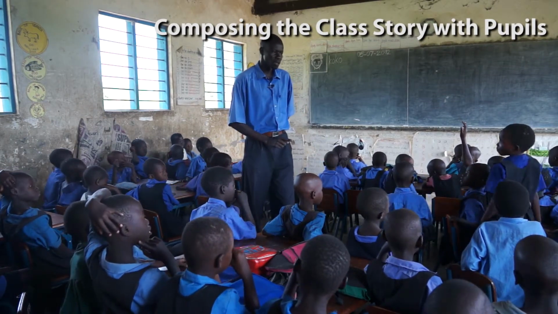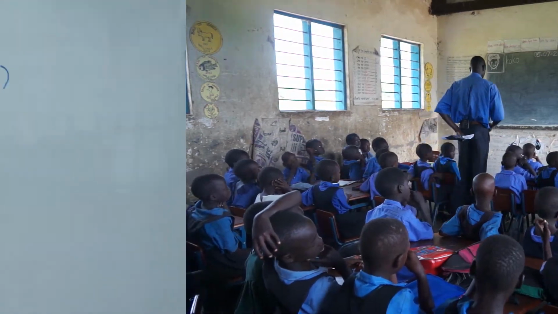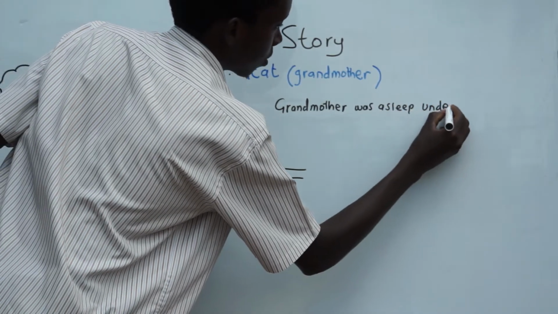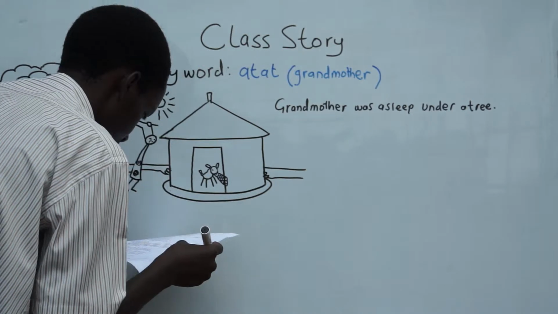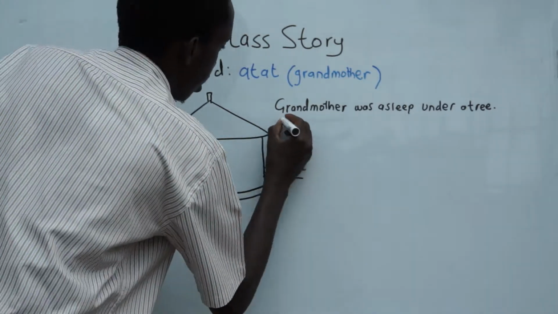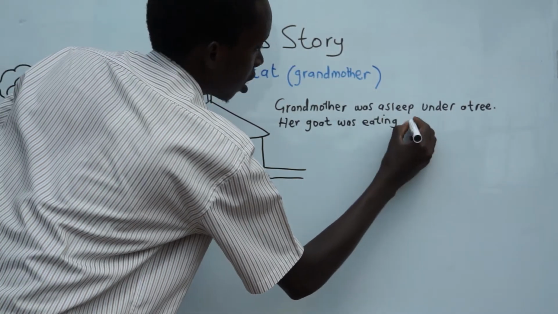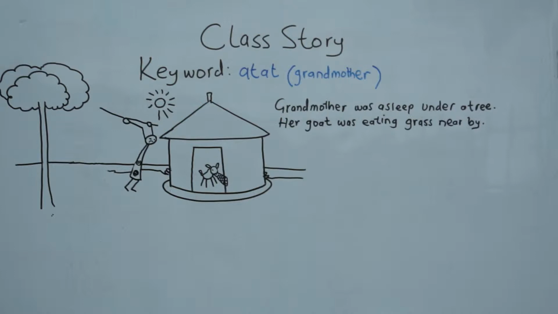Begin by having pupils think of sentences that establish the characters and the setting. Here is one example of a good opening. Grandmother was asleep under a tree. Her goat was eating grass nearby. Then, ask your pupils, what happens next?